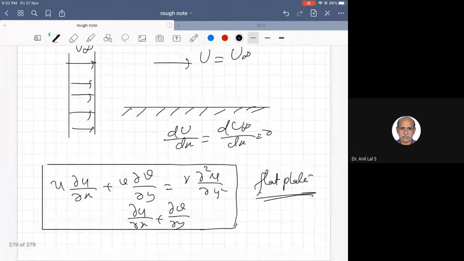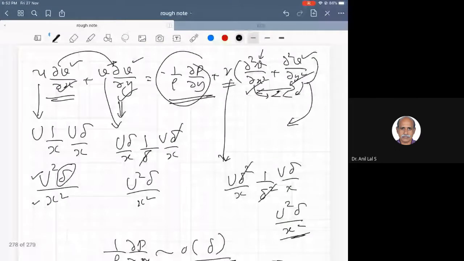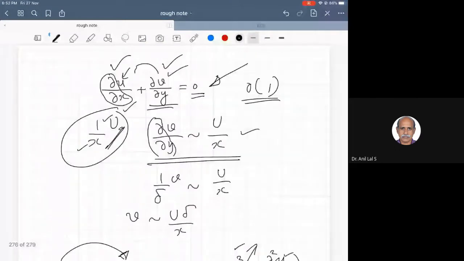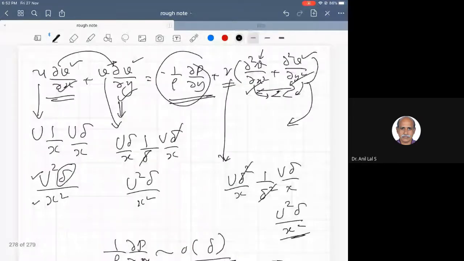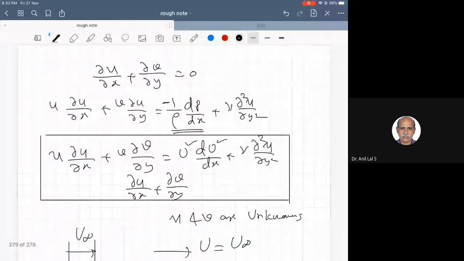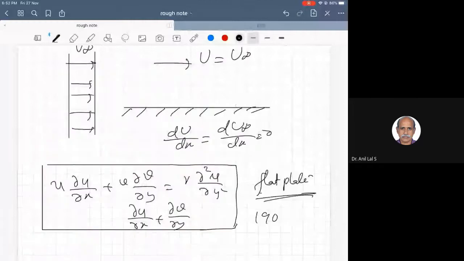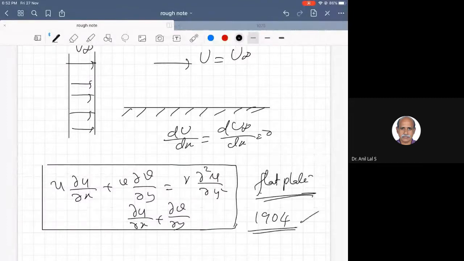Prandtl developed this theory and these equations in the year 1904. That is something very much contributing to the development of theories in fluid mechanics. He developed the theory in 1904, and this is actually a mathematical problem of solving two unknowns u and v.